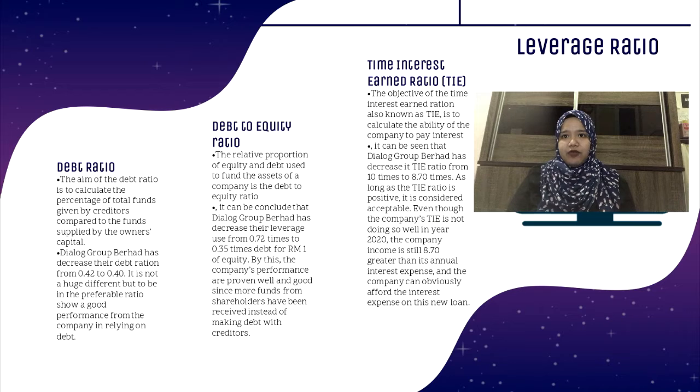As long as the TIE ratio is positive, it is considered acceptable. Even though the company's TIE is not doing so well in year 2020, the company income is still 8.70 times greater than its annual interest expense, and the company can obviously afford the interest expense on this new loan.